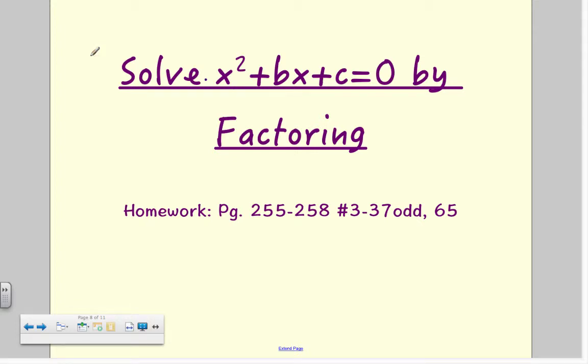So today we'll be solving x squared plus bx plus c equals 0 by factoring. This is from your homework from the book, pages 255 to 258, 3 through 37 odd, and number 65. So let's take a look.